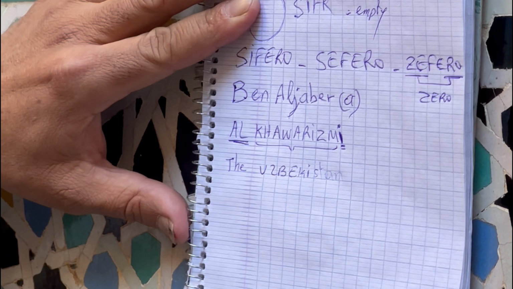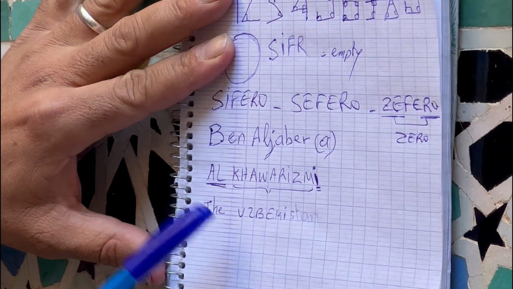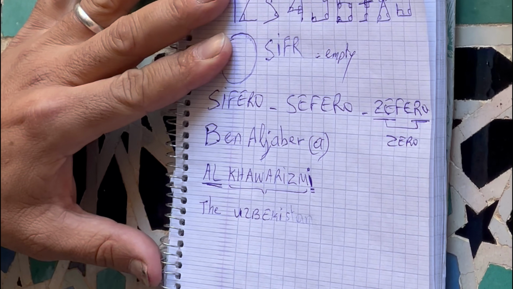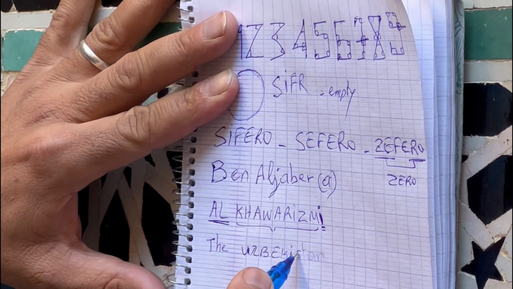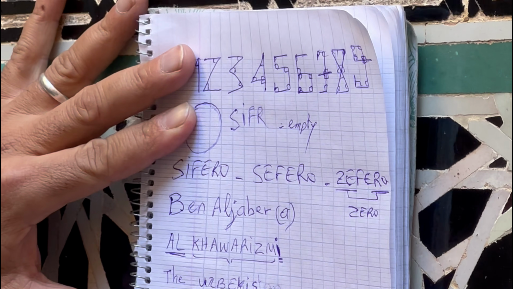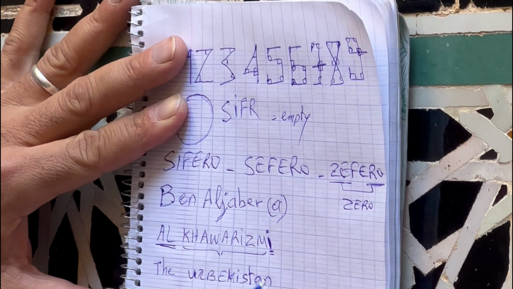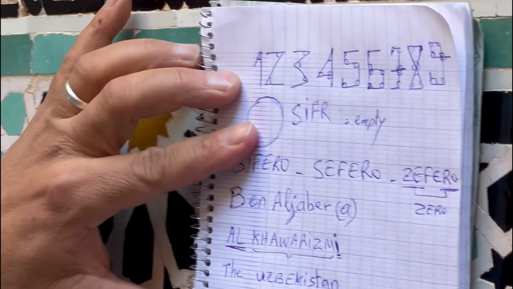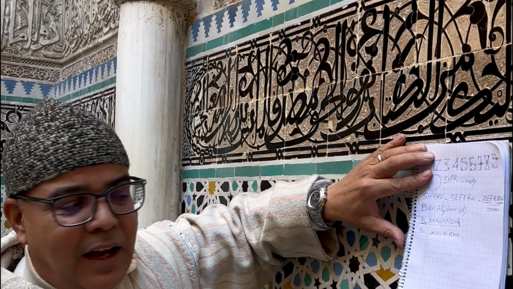Do you know this country? Pakistan. No. This is you. Uzbekistan. Okay, so Uzbekistan. Yes, exactly. So this is the country where Al-Khwarizmi, the person who invented or who made algorithm.